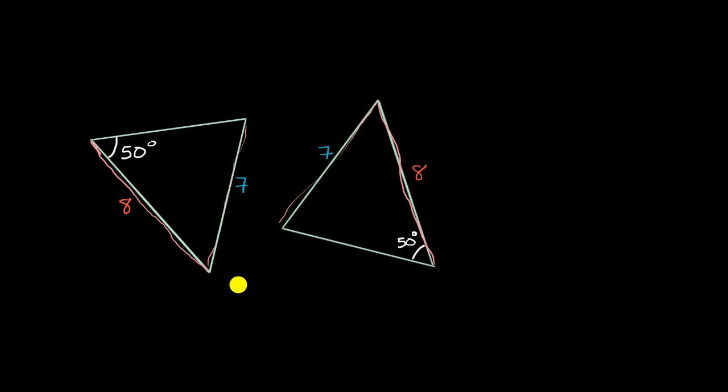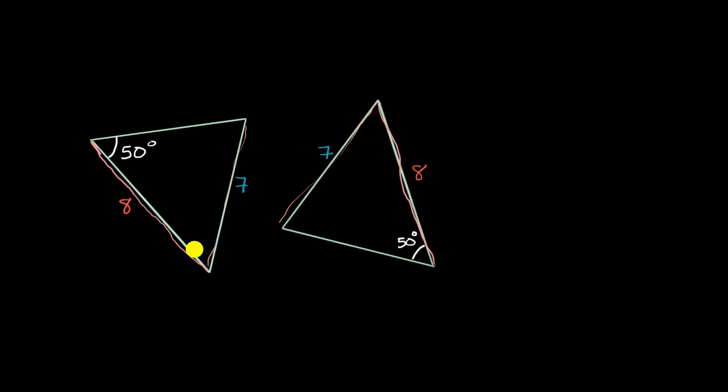Or can you not say either? Would you have to say that there's not enough information? Pause this video and think about that. So essentially what we have here are two pairs of sides that have the same length and an angle. But that angle is not between those two sides.